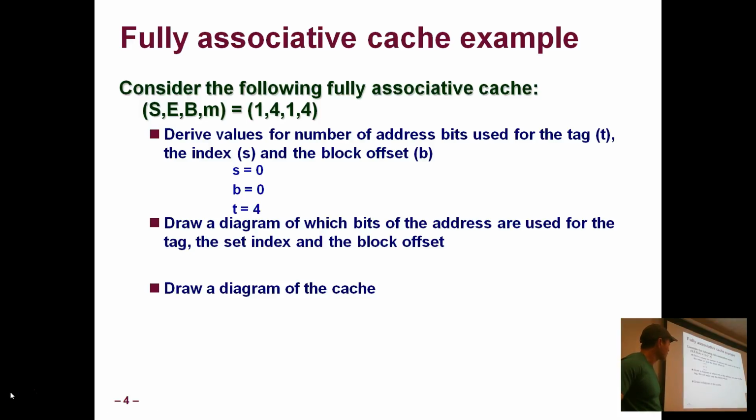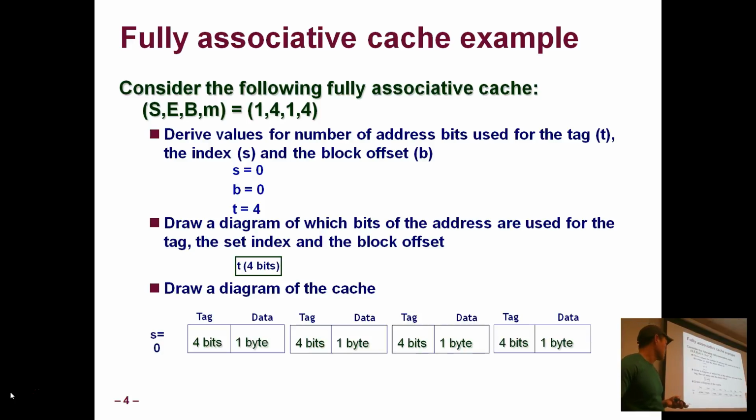So this is what you should have gotten. There are 0 bits for the block offset, because there's only 1 byte in a block. There are 0 bits for the set index, because it's fully associative. That means the entire address is used as the tag, and you're searching every one of these blocks against that tag for your data. So that's what it looks like. There's only one set 0, and then you uniquely identify every single byte in that cache using the entire 4 bits. So that's like a degenerate example of cache.